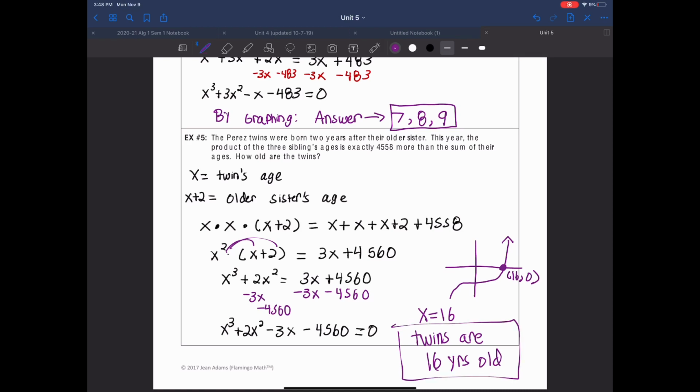Okay, so we're using the math that we know to set up situations and figure out real-world scenarios.